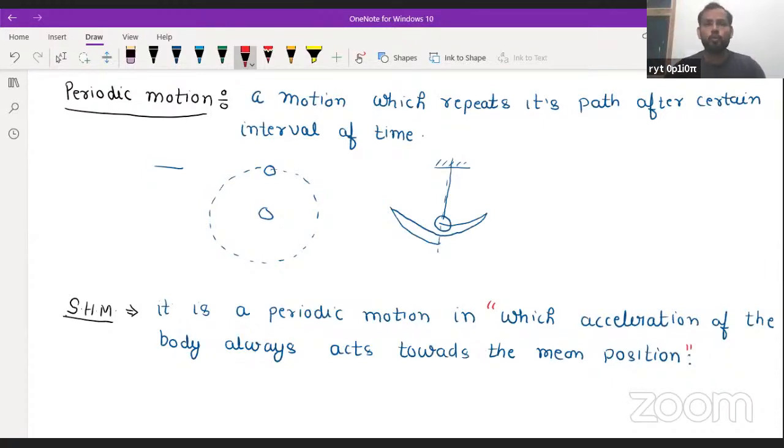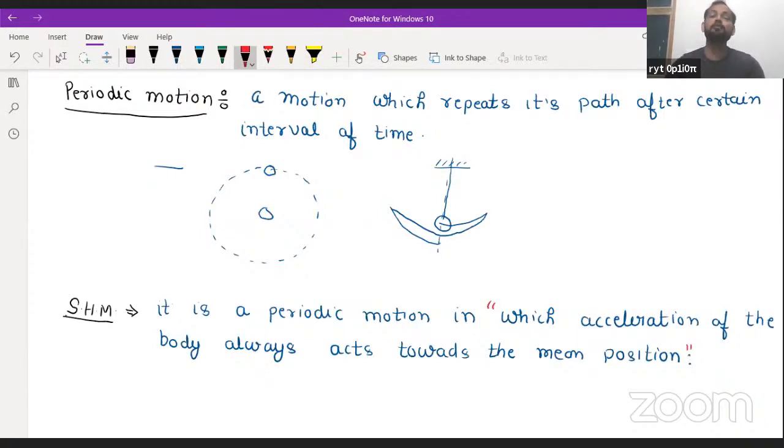Now you want to know what we understand by the acceleration always being towards the mean position. So now I will explain what that term means. Whenever the acceleration is always towards the mean position, it suggests that when the body moves away from the mean position, its velocity will decrease with respect to time, because acceleration is the rate of change of velocity per time. So whenever a body moves away from the mean position, its velocity continuously decreases. But when the body comes towards the mean position, its velocity continuously increases.